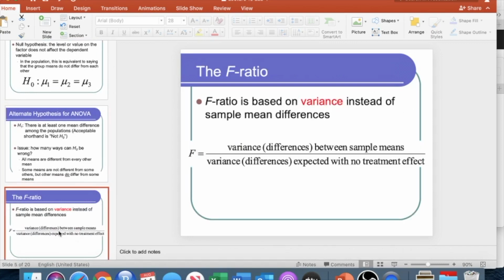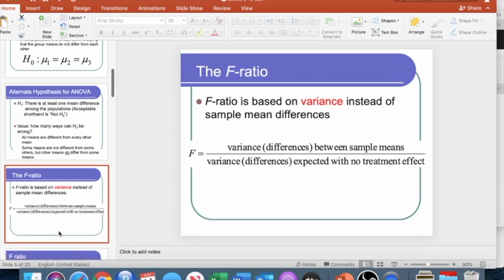And when we run ANOVA, our significance test is using an F ratio. So the F ratio is based on variance instead of sample means. So if you remember with the t-test, we had to compare two different means, so we're able to subtract them. But when you have three means, you can't just subtract them and then figure out, okay, is this mean significantly different from the other, because you have three different means. You can't just simply subtract it. So what we had to use with the F ratio is variance.